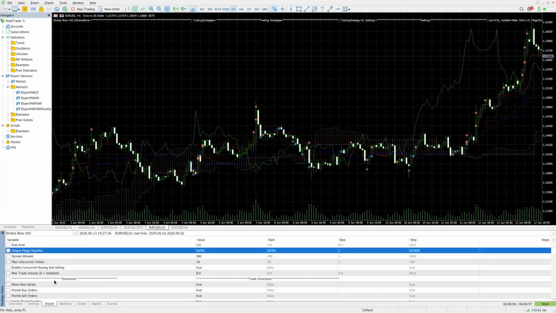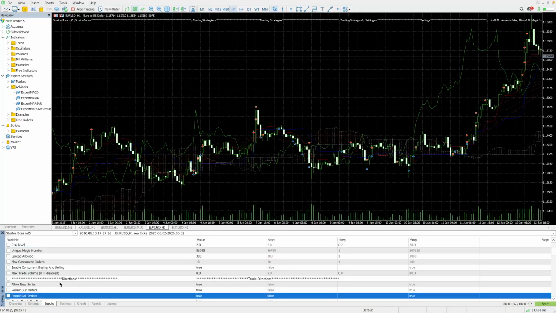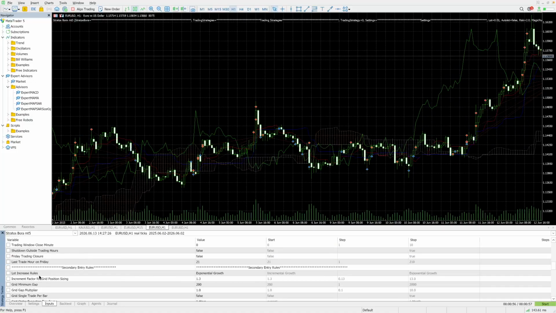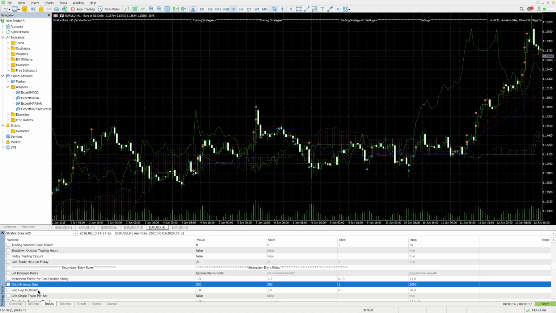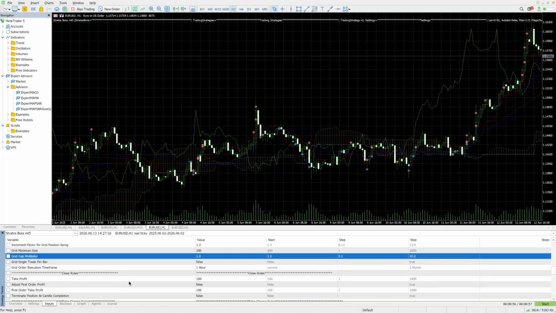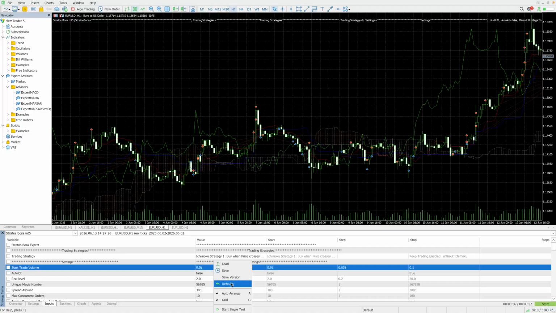Unique magic number. You can also allow buy or sell orders, whichever you want. We also have the lot increase rules, the grid minimum gap, the multiplier. Everything is here and completely adjustable. Now these are the default settings from the developer himself.